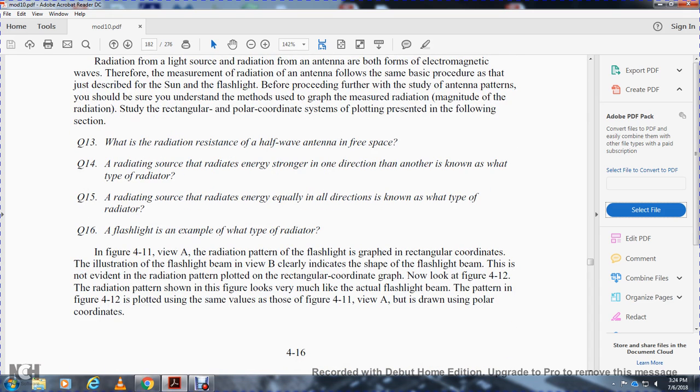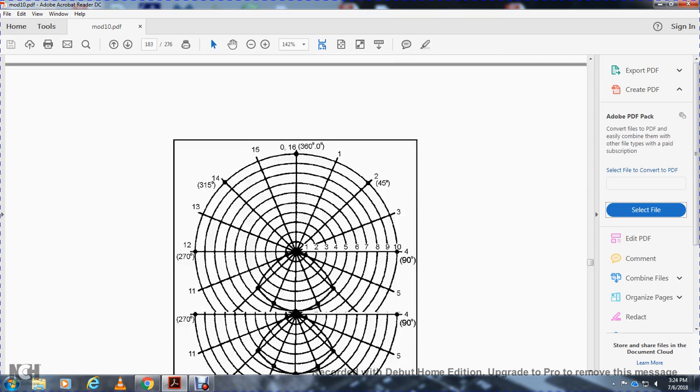Figure 4-11, view A, shows the radiation pattern of the flashlight on a rectangular coordinate graph, with the illustration of the flashlight beam in view B clearly indicating the shape of the beam. This is not evident in the radiation pattern plotted on the rectangular coordinate graph. Now look at the radiation pattern in figure 4-12. It looks very much like an actual flashlight beam. The pattern in figure 4-12 plots the same values as figure 4-11, view A, but drawn with polar coordinates.